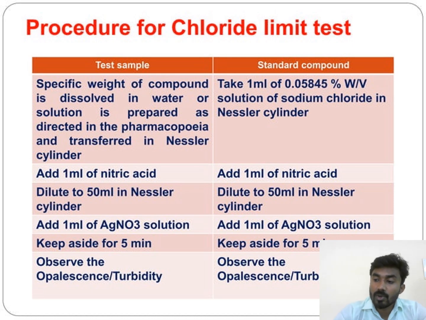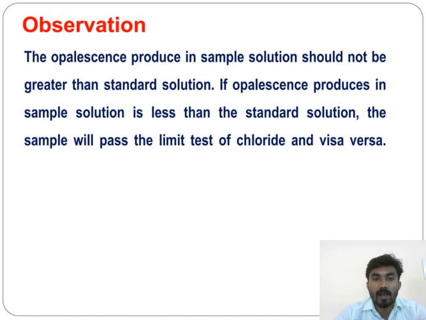I already told you that we have to compare the turbidity or opalescence of the test solution with the standard solution. Here, in the observation, if the opalescence or turbidity produced in the sample solution is less than the standard solution, the sample passes the limit test for chloride, or vice versa. Vice versa means if the opalescence produced in the sample solution is more than the standard solution, the sample fails the limit test for chloride.